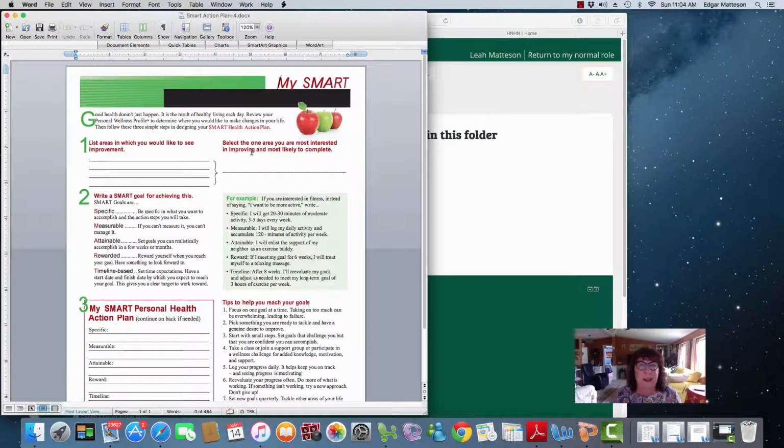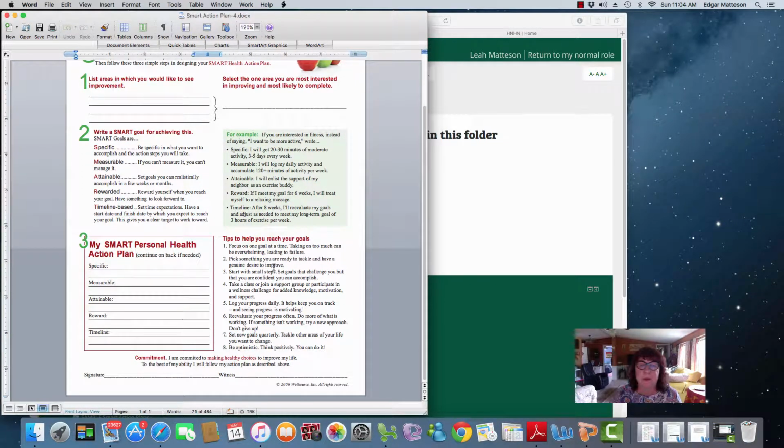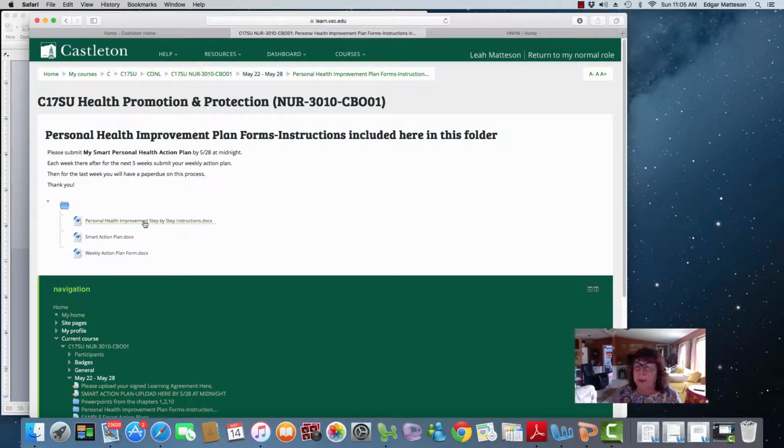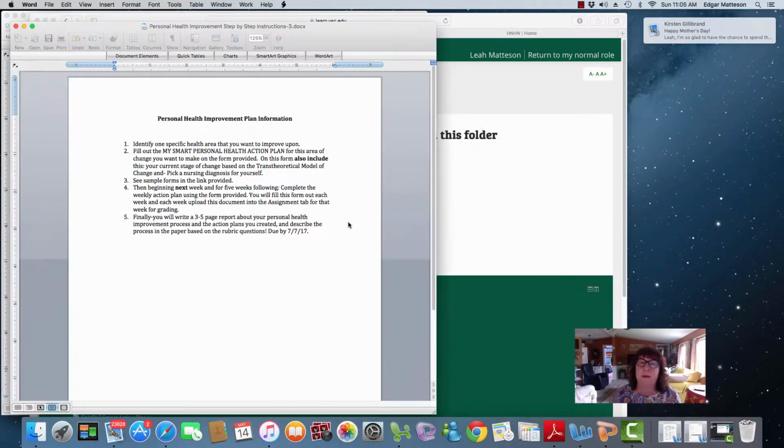Additionally, you're going to give me a nursing diagnosis on yourself that goes along with this. So you can type this up on a Word document. You can use this form to work on and save it as a PDF. But just remember that you're also going to include a nursing diagnosis on yourself related to your SMART Personal Health Action Plan. So I'm going to click open the step-by-step document. Actually, I have it open right here.